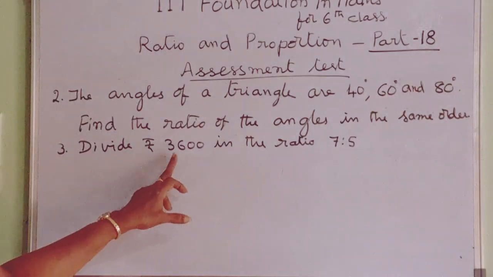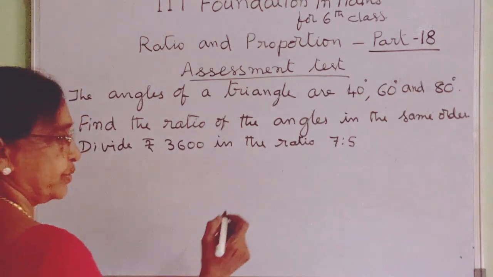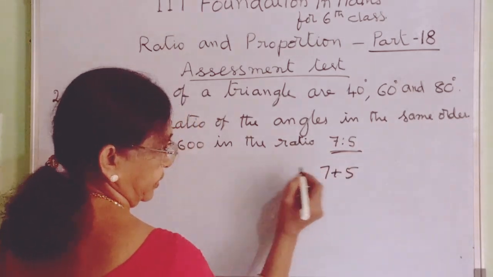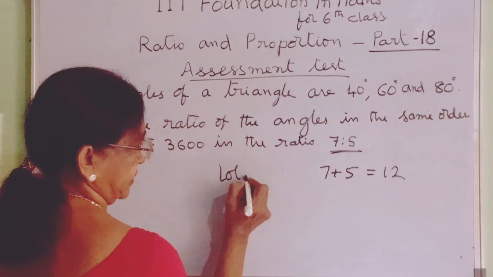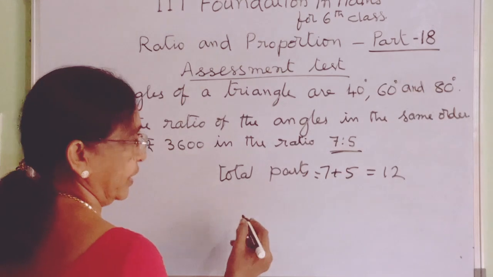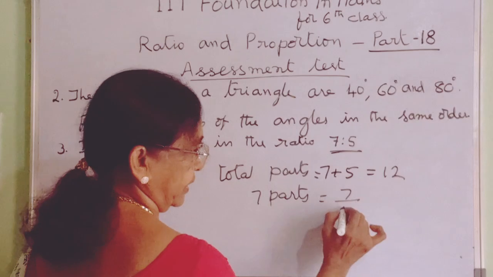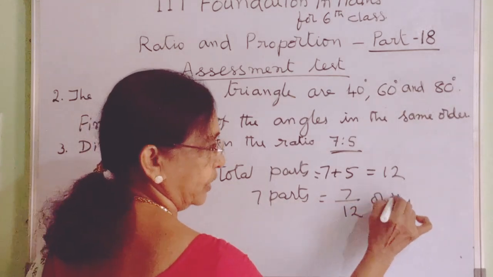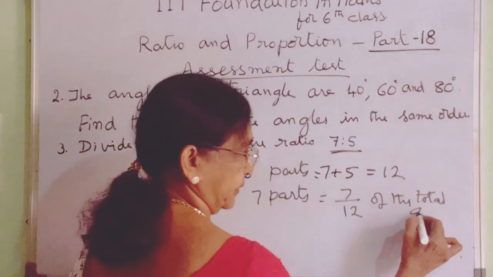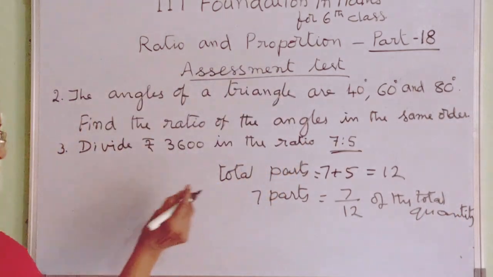Third problem, divide rupees 3600 in the ratio 7:5. In the ratio 7:5, there are 7 plus 5 parts. The total parts of the ratio is equal to 12. Therefore 7 parts is equal to 7 by 12 of the total quantity. That means 7 parts.